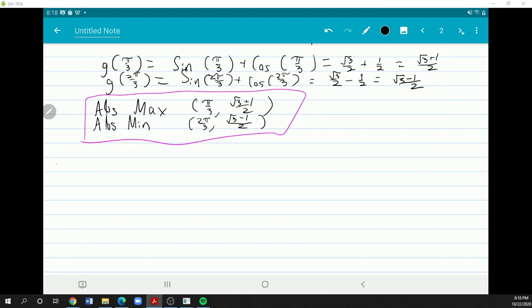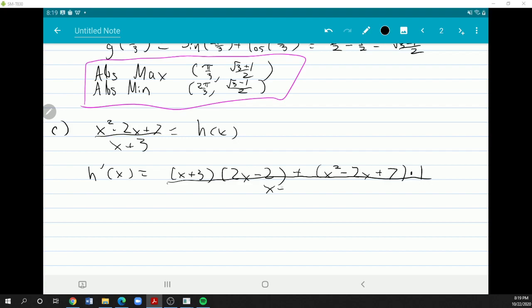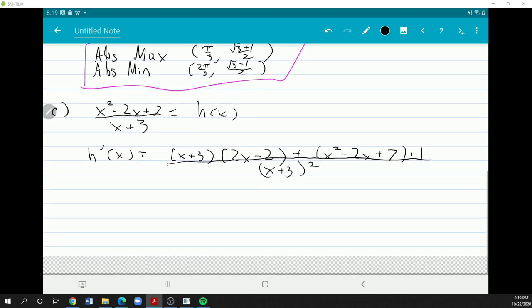Okay. Finally, part C, I have x squared minus 2x plus 7 over x plus 3, and it's on this interval 0, 2. So let's call this h of x. H prime of x, by the quotient rule, is going to be low times the derivative of the high, which is 2x minus 2, plus high times the derivative of the low, times 1, all divided by x plus 3 squared.